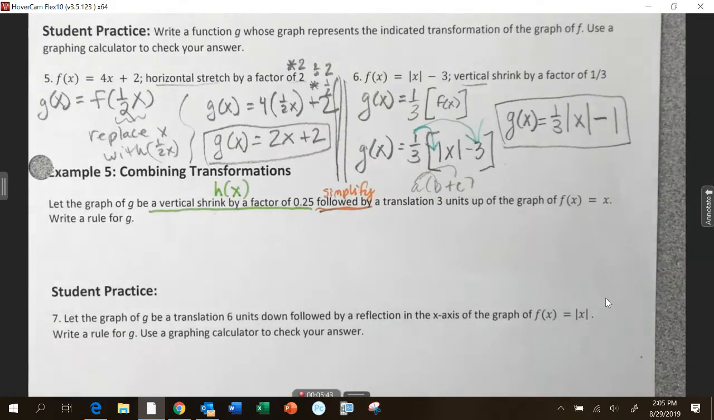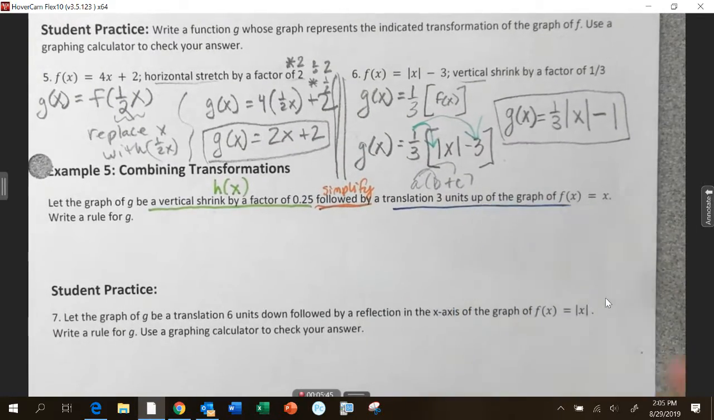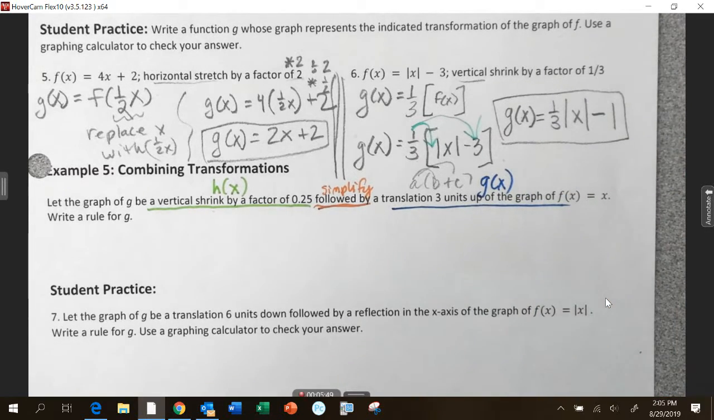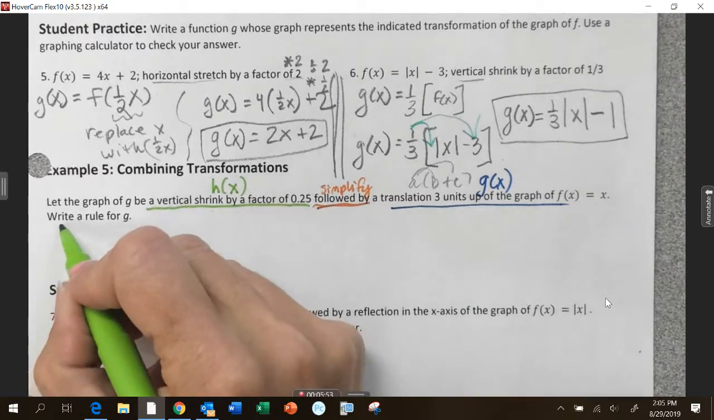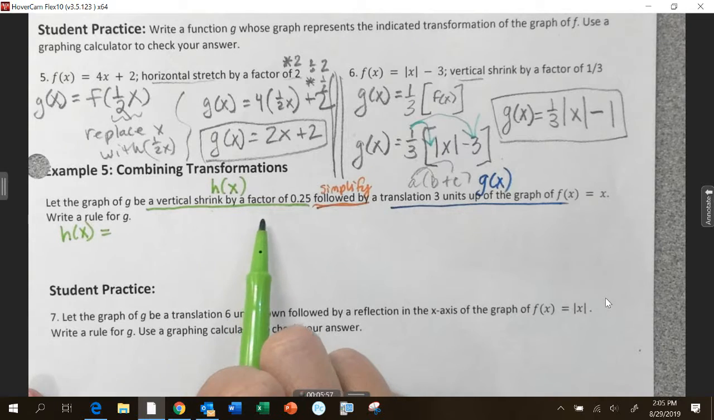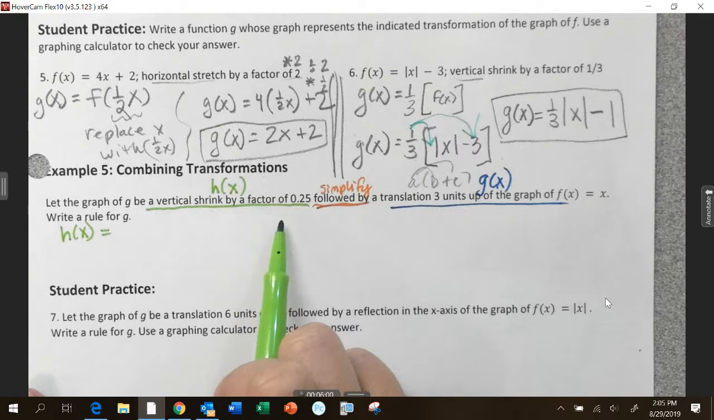And the part that's after is going to be g of x, and that's going to finish it. So we're going to separate this into 2 steps. I'm going to start with h of x. And we're just looking at vertical shrink by a factor of 0.25.